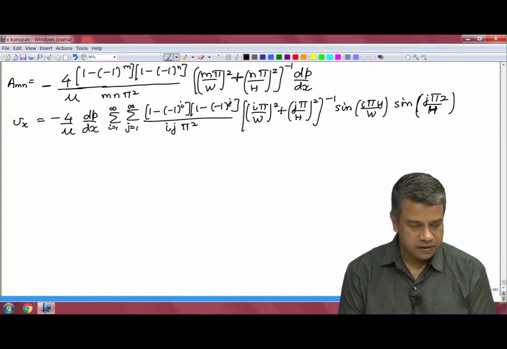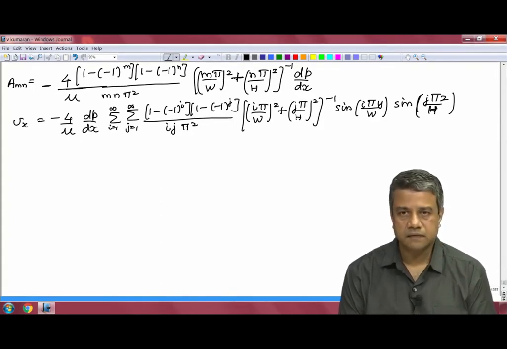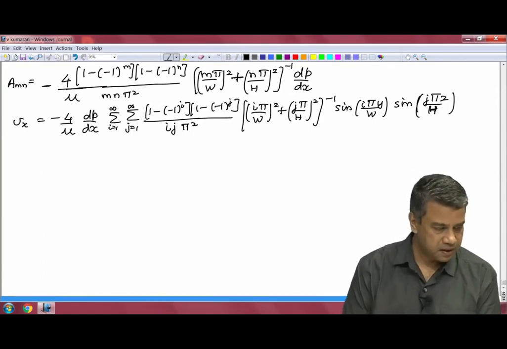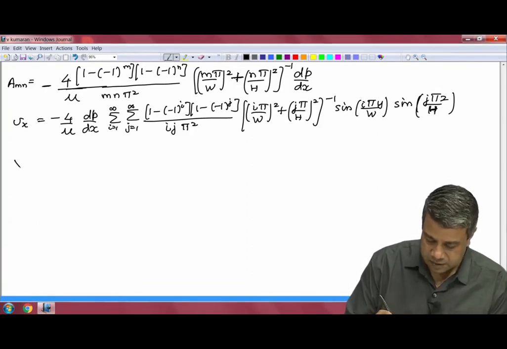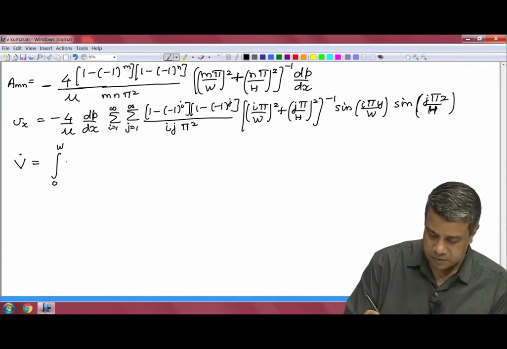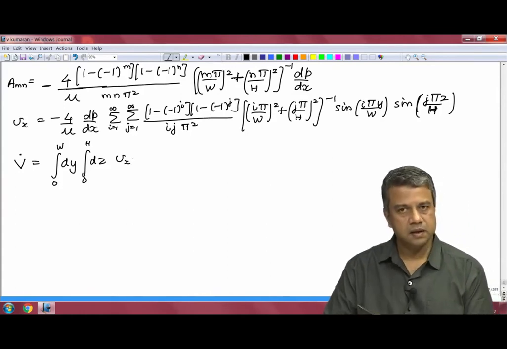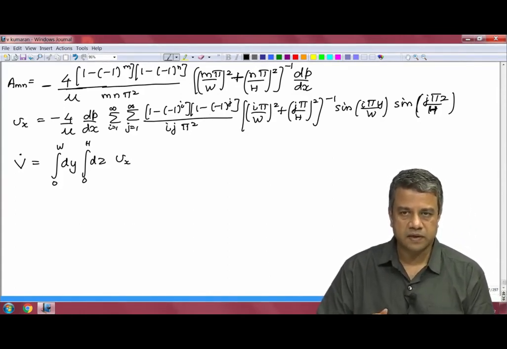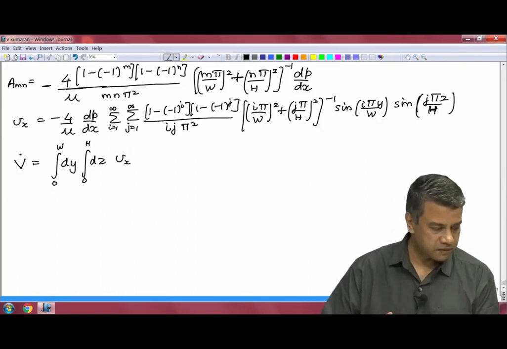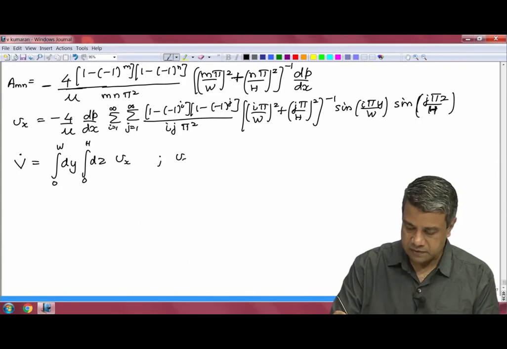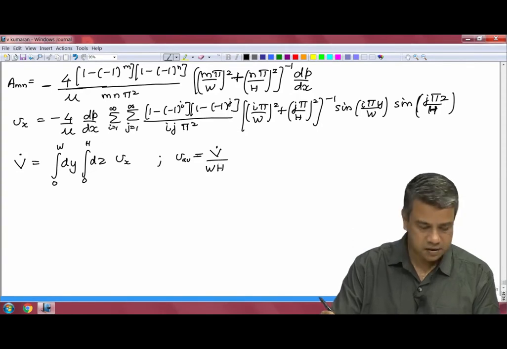How do we calculate the average velocity, and from that the friction factor for the channel flow, just as we had done for a pipe flow. The volumetric flow rate is integral from 0 to w dy, integral 0 to h dz of Vx. That is the integral of the velocity over the cross section gives me the volumetric flow rate. And the average velocity is going to be equal to the volumetric flow rate divided by the area of cross section, that is Wh.